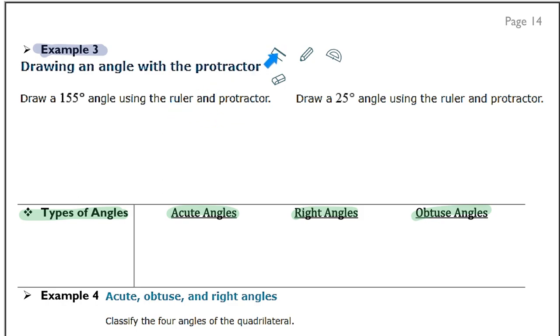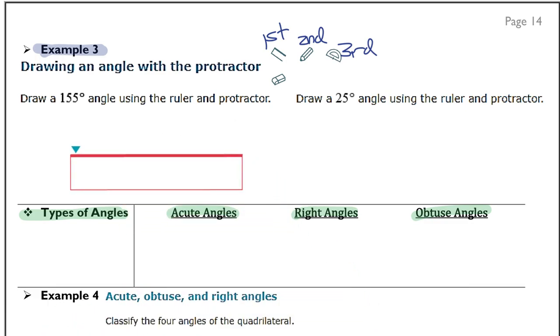So the ruler tool is right here. That is the first thing we have to do. And then we're going to have to use the drawing tool, which is second. And then lastly, we'll have to use the protractor tool. So we're going to have to go ahead. Sorry, here we go. Here we'll click the first one, which is that ruler tool.